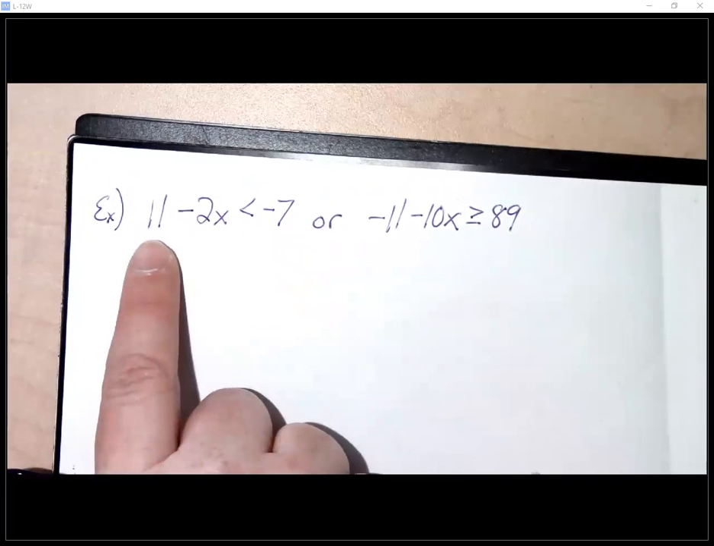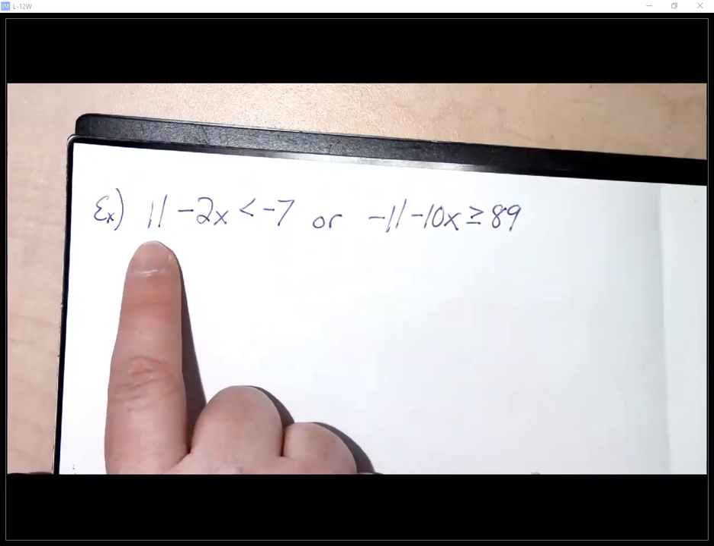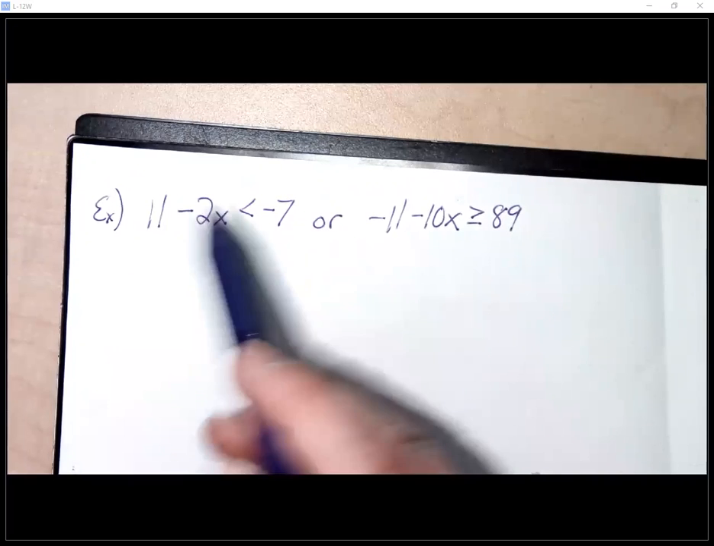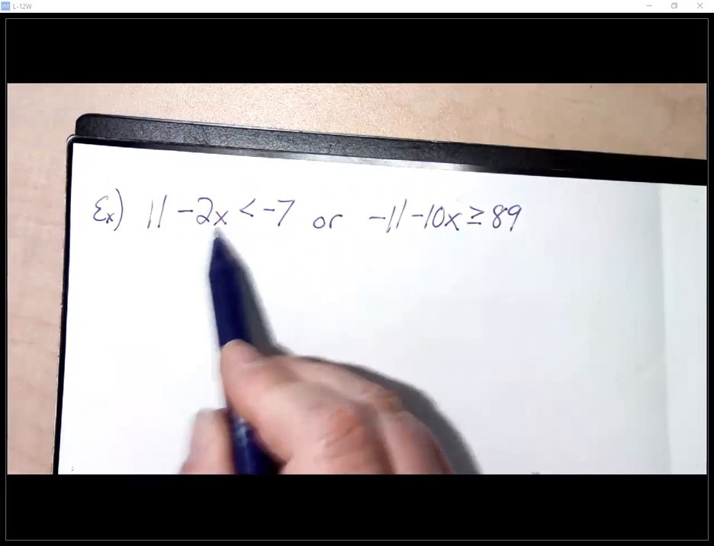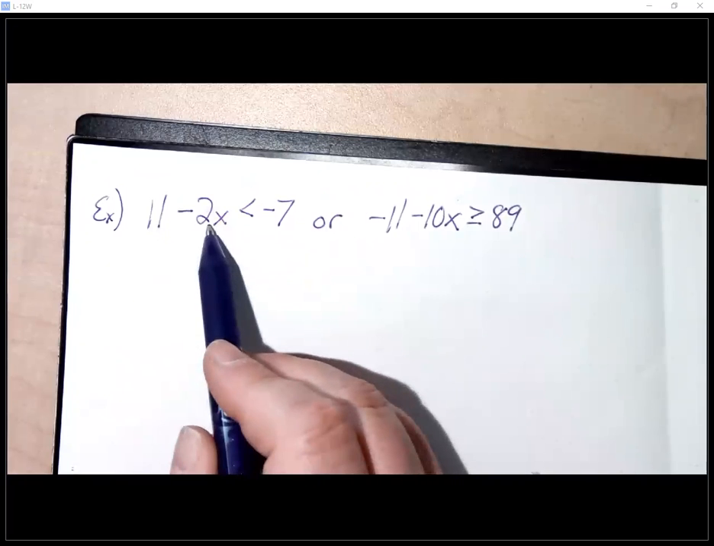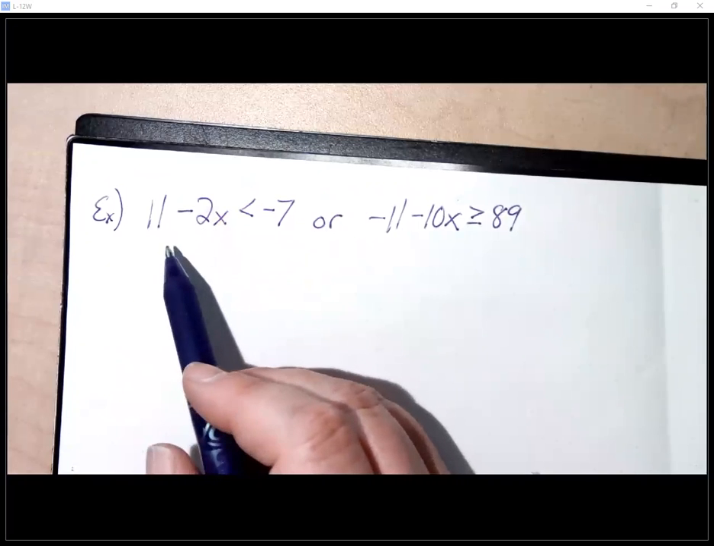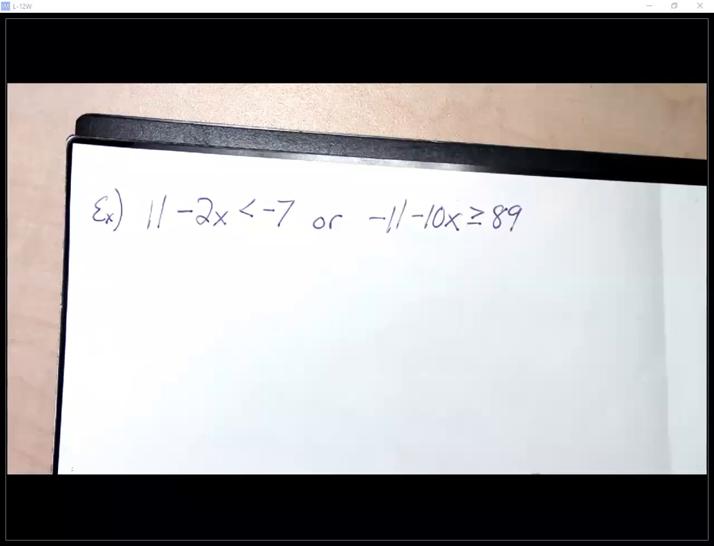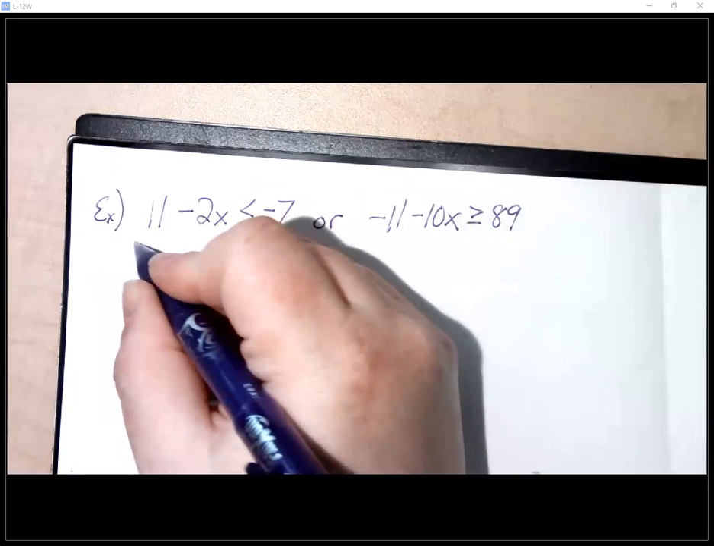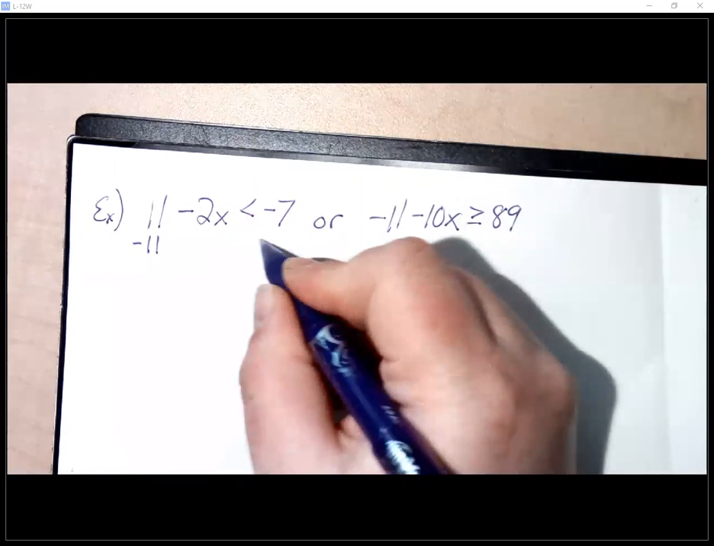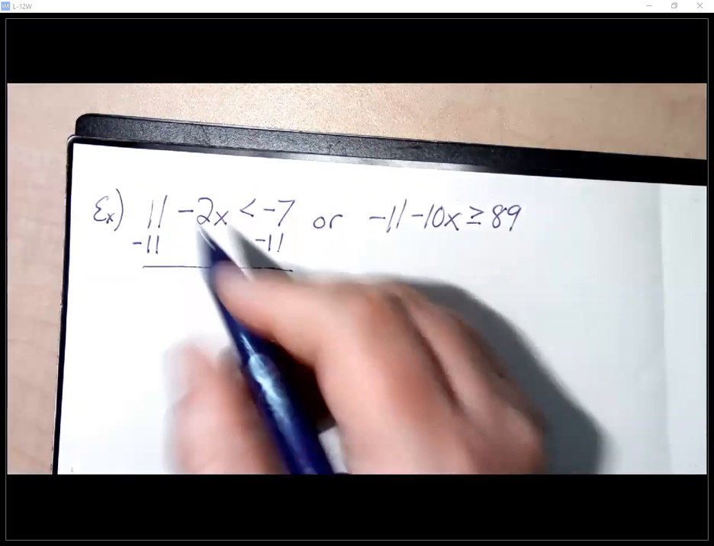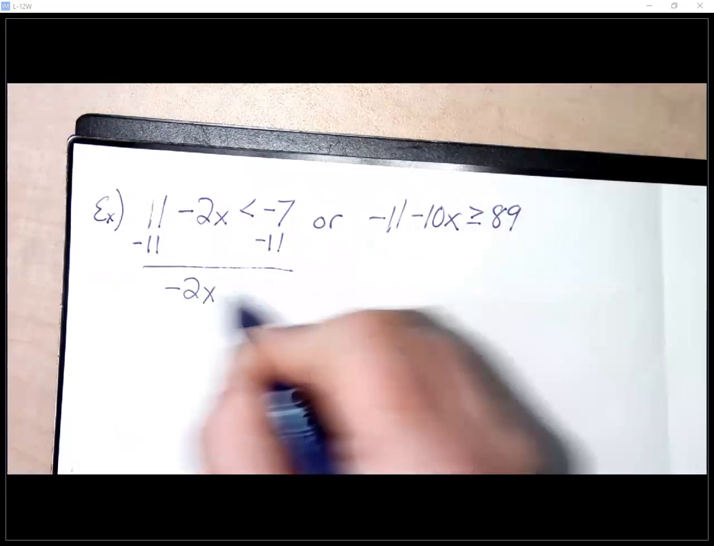I gotta get rid of this 11 first. Remember, I'm trying to get the x by itself. So I have to get rid of the 11 and the -2. We always kind of work whatever is furthest away first. If there's any addition or subtraction to do, I do that first, and then I'll do division or multiplication. So first step, I'm gonna subtract 11 from both sides. So that's gonna get me a -2x is less than -18.